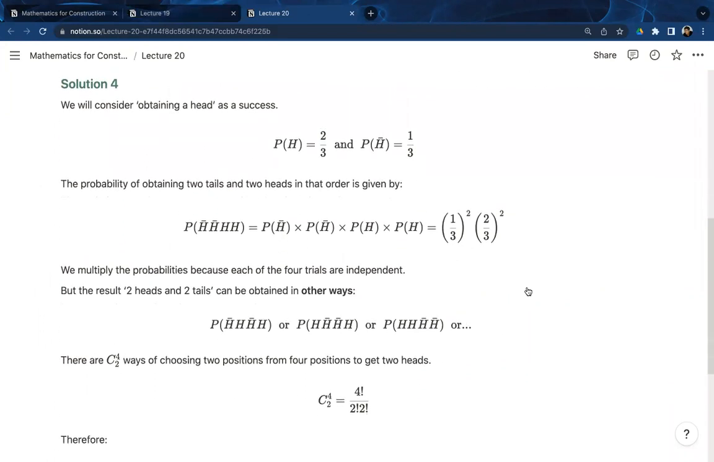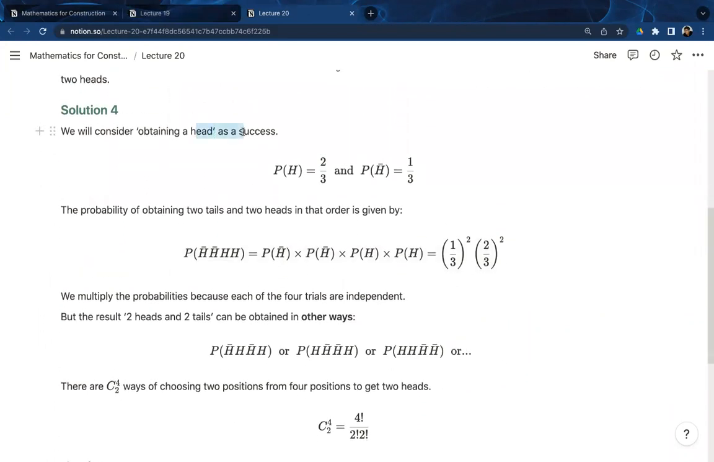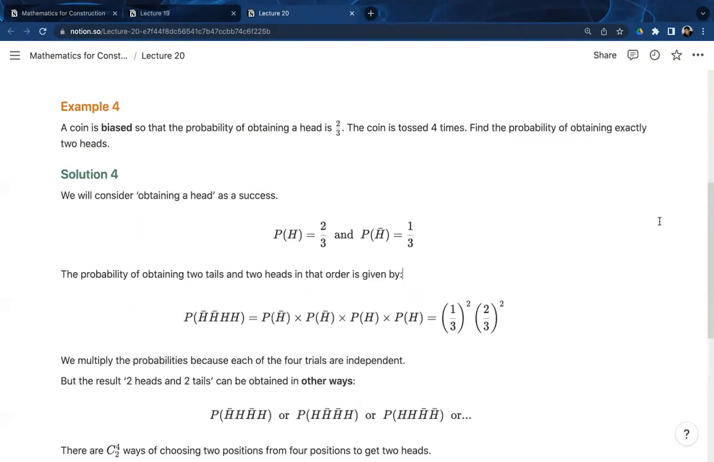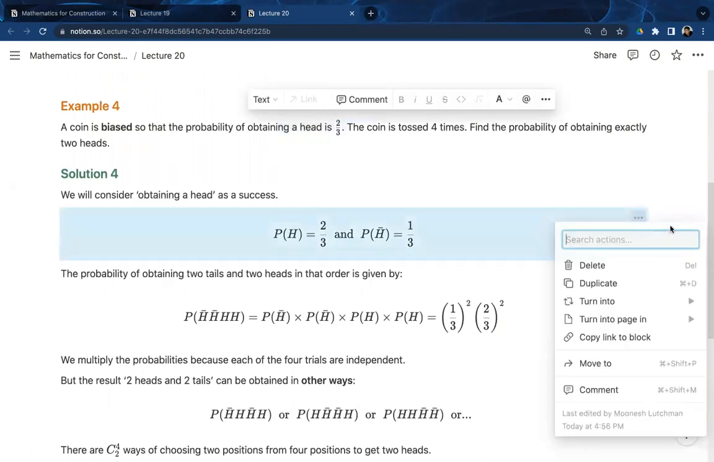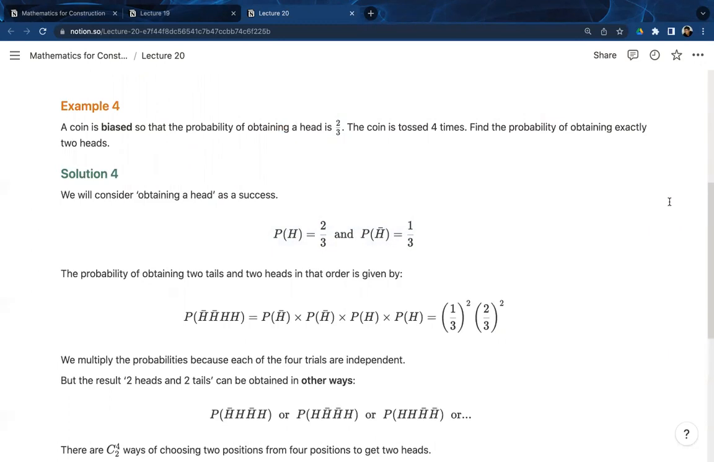Okay, so here we have an example. You throw a coin, you could get heads or tails. But the coin is biased. It means that the chance of getting a head is 2/3, right? Not a half, as an unbiased coin would be. You toss a biased coin 4 times. Find the probability of obtaining exactly 2 heads.